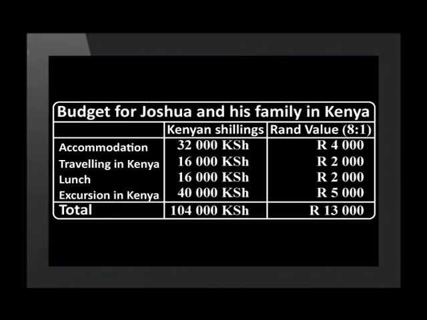Let's look at Joshua's travel budget for his trip to Kenya. Remember, because it's a budget, it's always advised to round up all currency exchange values. For his budget, he has used an exchange rate of 8 to 1, in other words, 8 Kenyan shillings for each South African rand. For accommodation, he has budgeted 4,000 rand for himself. This is equal to roughly 32,000 Kenyan shillings. He has also budgeted money for traveling, lunch and excursions. In total, he has budgeted 104,000 Kenyan shillings.